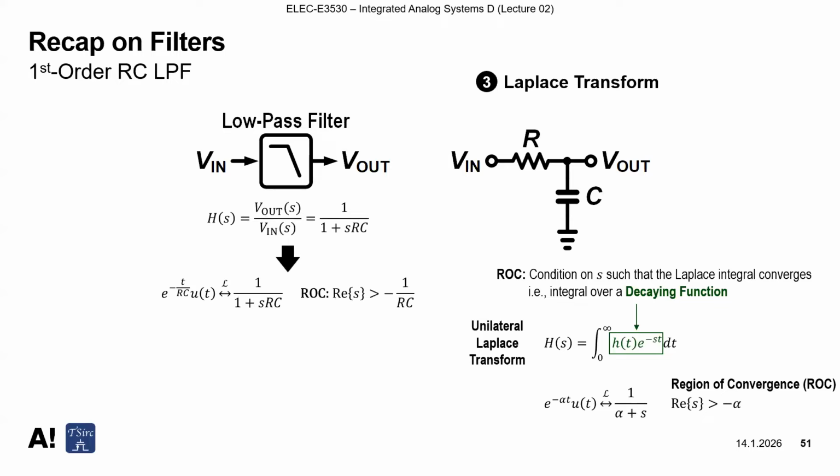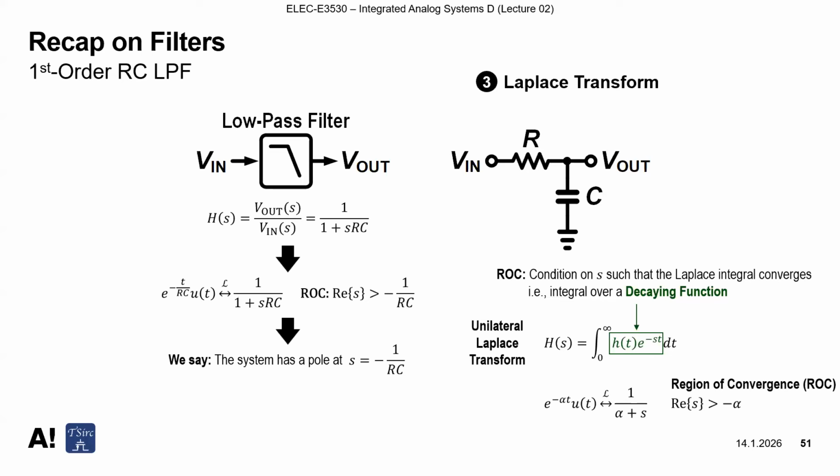Let's take a look at our RC low pass filter case. Our transfer function in the Laplace domain looks like 1 over 1 plus sRC. When we take the inverse Laplace transform, we can plug into this equation, with alpha equal to 1 over RC. Then we have e to the power of minus t over RC times u(t), and the ROC becomes real value of s must be larger than negative 1 over RC.